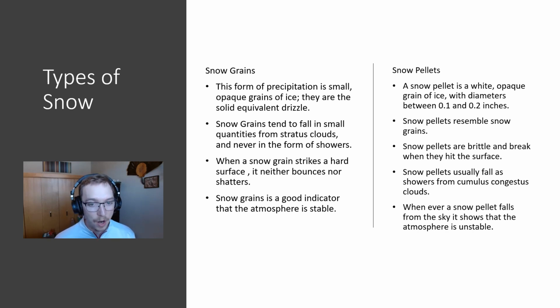When a snow grain strikes a hard surface, it doesn't bounce or shatter. Snow grains are a good indicator of atmospheric stability. Pellets, on the other hand, are those white opaque grains of ice around a tenth to two tenths of an inch. Snow pellets resemble snow grains but they're much more brittle. They'll break when they hit the surface. Snow pellets usually fall as showers from cumulus congestus clouds. Whenever a snow pellet falls from the sky, it shows that the atmosphere is unstable. So again, instability with cumulus clouds, stability with stratus clouds. Just keep that in mind as you're going through.